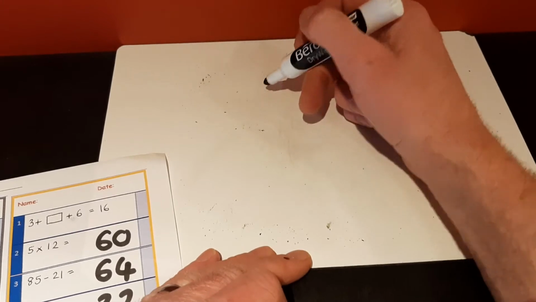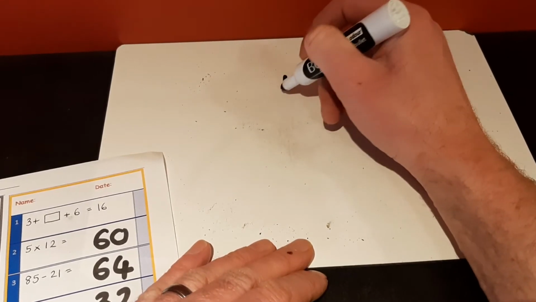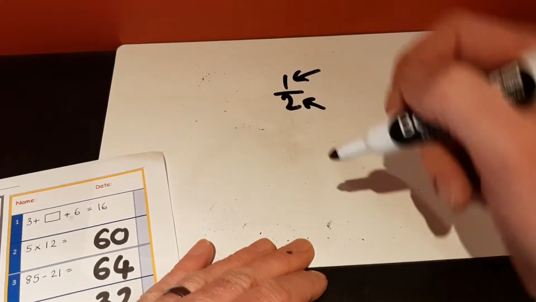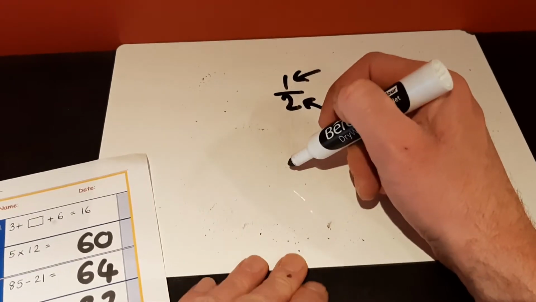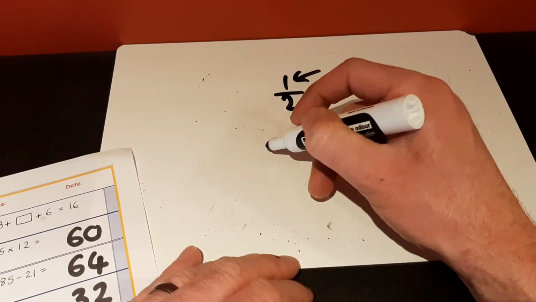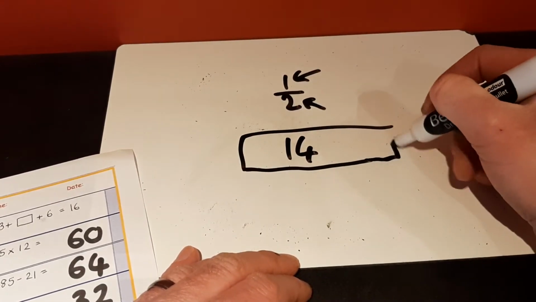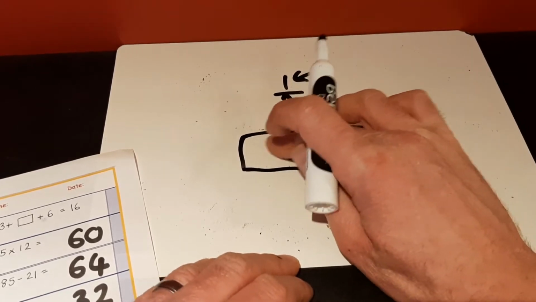If your child isn't confident with that, again, the concept of a half is one whole shared into 2 equal parts. So a half of 14, if you're sharing 14 sweets, let's say, in half, so fairly between 2 equal people.